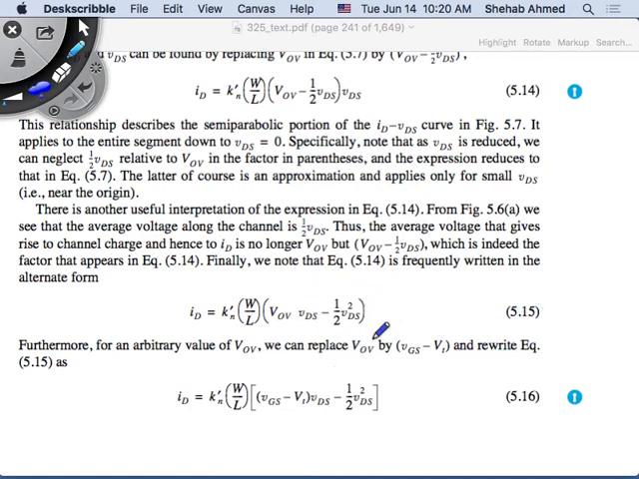But this is for VDS greater than VT. So this is the quadratic region, right? This will apply all the way until what? Until my area keeps changing. When does my area stop changing? When VGD is equal to VOV.